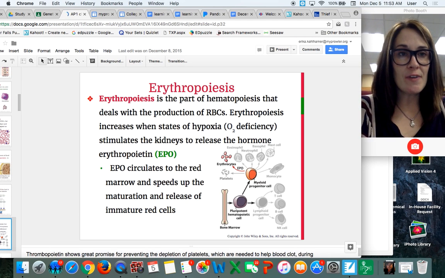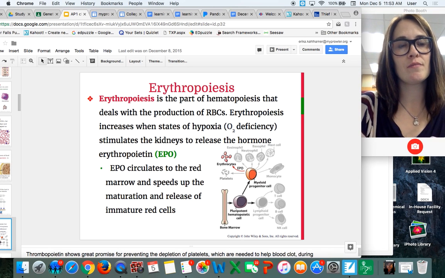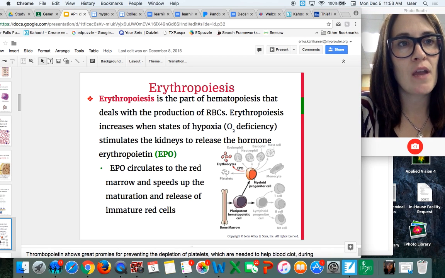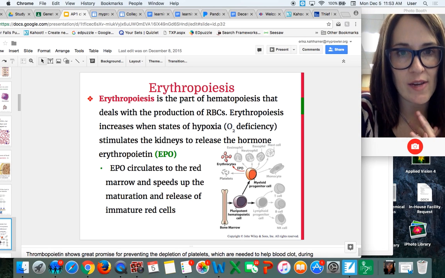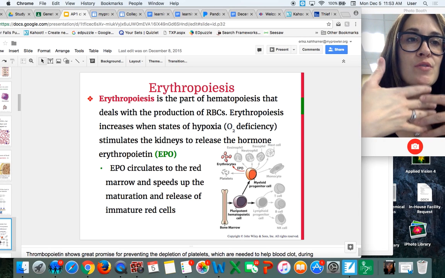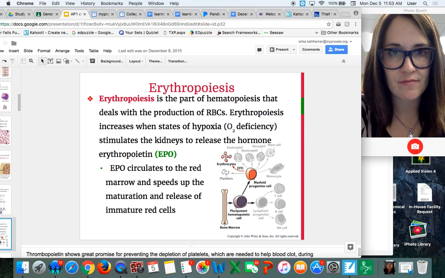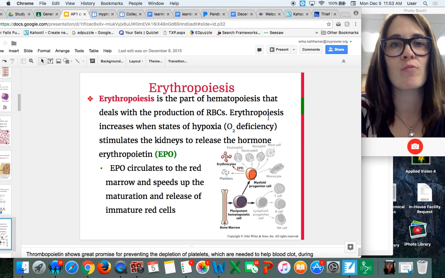Specifically, the part of hematopoiesis, or our blood cell production, specifically for red blood cells, is called erythropoiesis. So erythropoiesis is the process of producing red blood cells, RBCs. Erythrocyte is another name for a red blood cell.